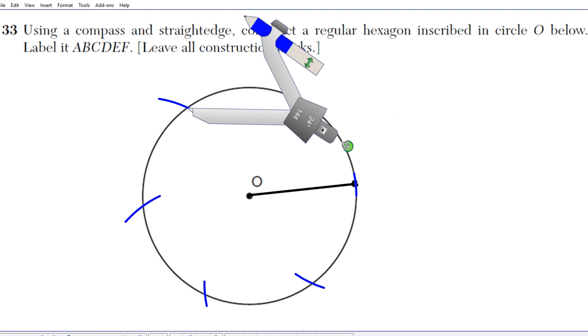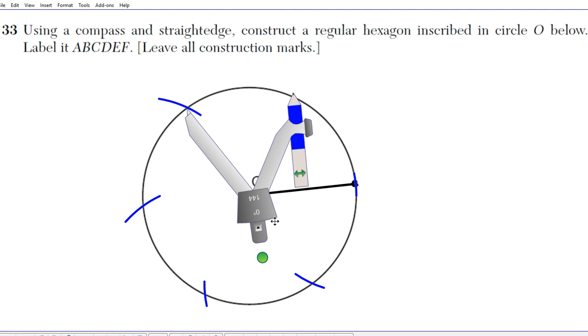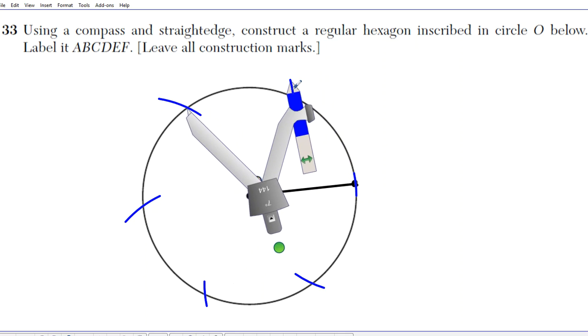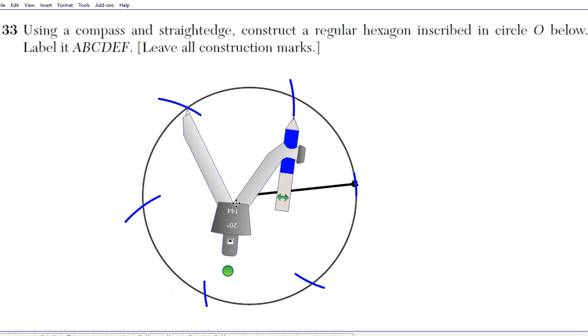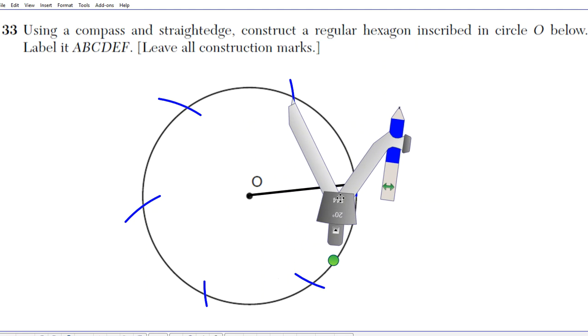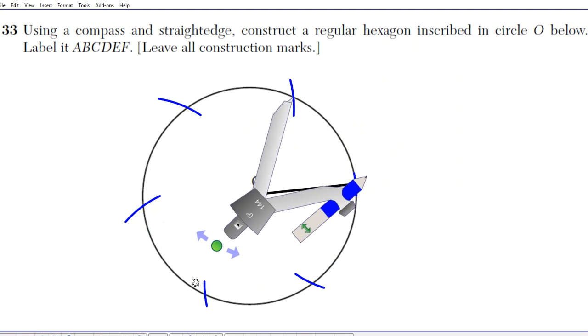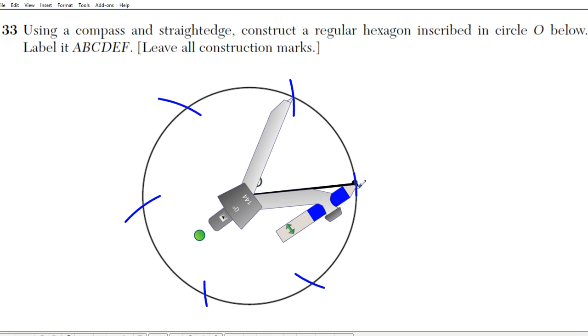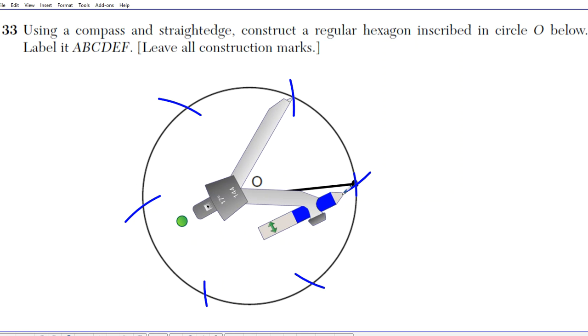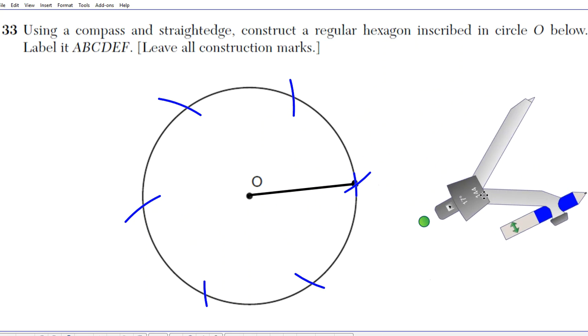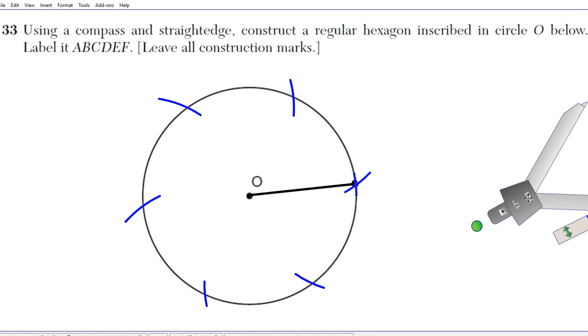Okay, try to line up the points perfectly. So this intersects right here, and then what do you see happening? Intersects right back where we started. Excellent. So there you go. So using the radius, we basically split the circle into 6 congruent arc lengths.